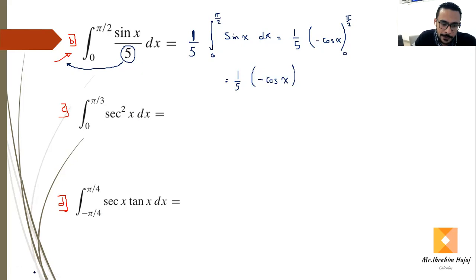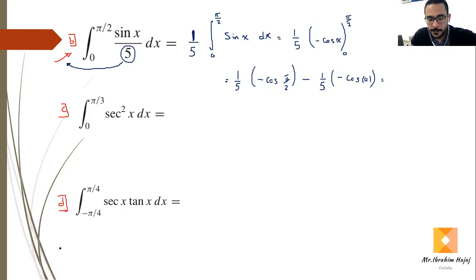We do the substitution, right? Cosine pi over 2 first, minus 1 over 5 again. We compute cosine 0 normally because it's a trig function. If it's x only, there's no need. But here, because it's cosine, we know that cosine 0 is 1.